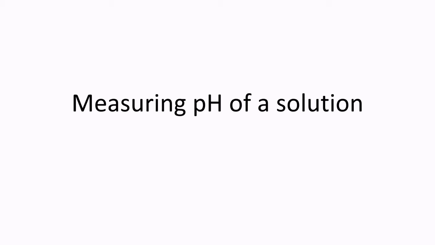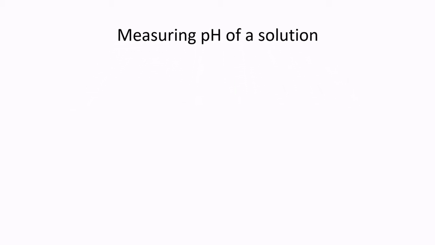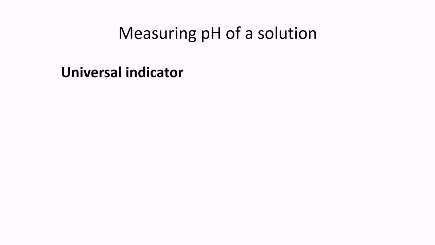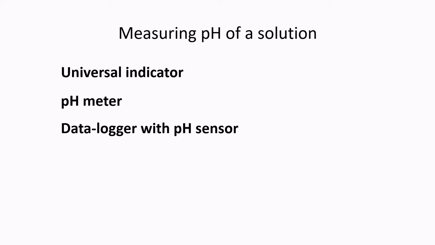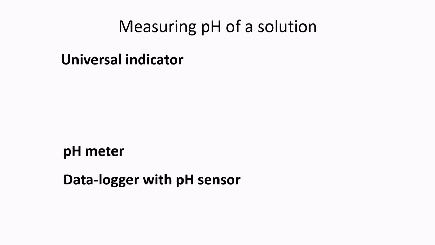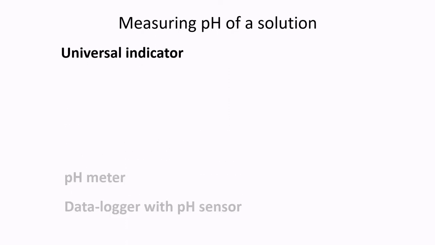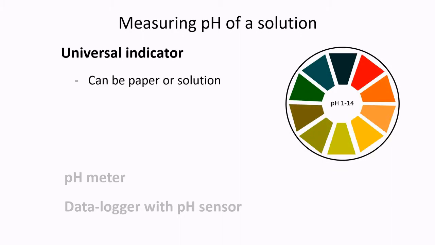As mentioned just now, a single acid-base indicator gives a rough pH range of solutions. To measure specific pH of a substance, we need to use a universal indicator. A pH meter or a data logger with a pH sensor can also be used if more precise pH value is required. A universal indicator contains a mixture of indicators. It can be a paper form or solution form.